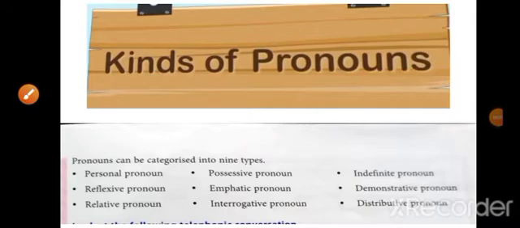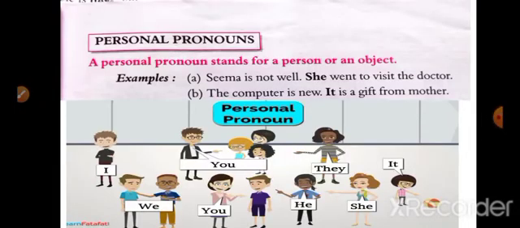So let's discuss kinds of pronouns. Personal pronouns. A personal pronoun stands for a person or an object. Examples: Seema is not well. She went to visit the doctor. Second example: the computer is new. It is a gift from mother. Here, she and it are used instead of Seema and computer respectively. Hence, they are personal pronouns.